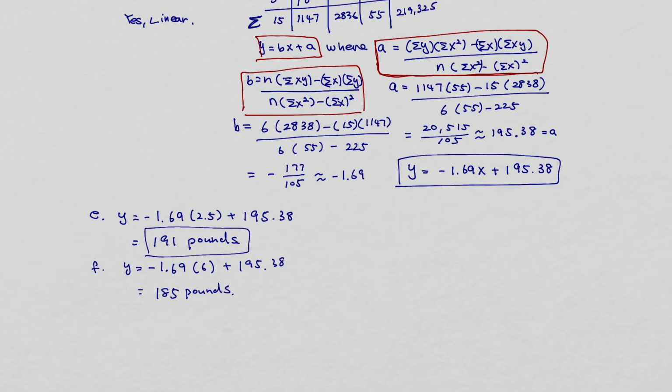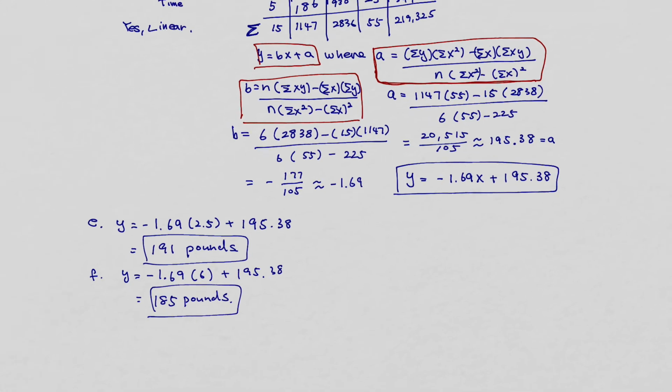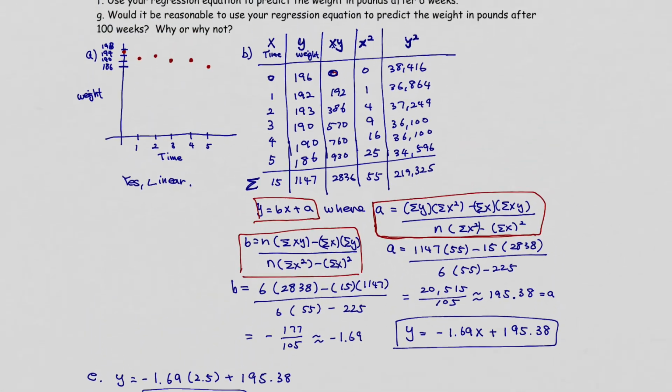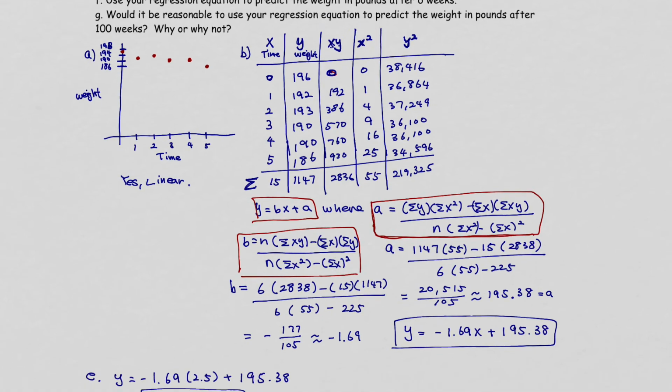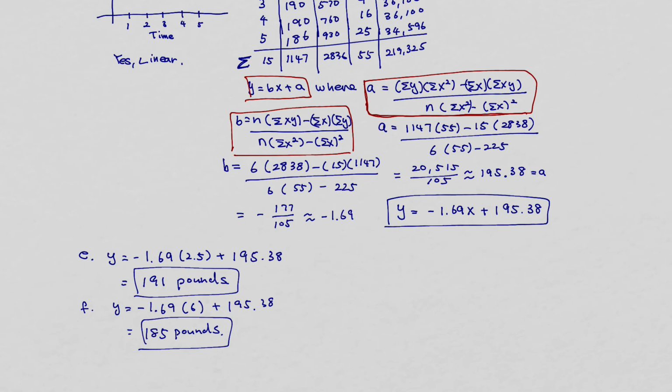What about the last one? When we go back to the problem and look at the last part, it says, what about after 100 weeks, right? So we're going to figure that one out by replacing x with 100. When you replace x with 100 at the same rate, you end up getting 26 pounds. And they're asking why this is possible or not possible, right?